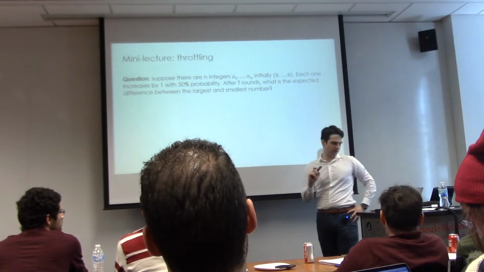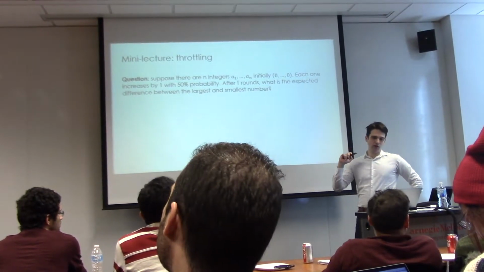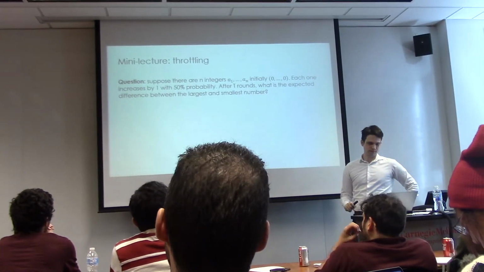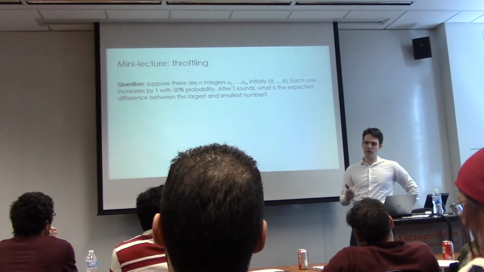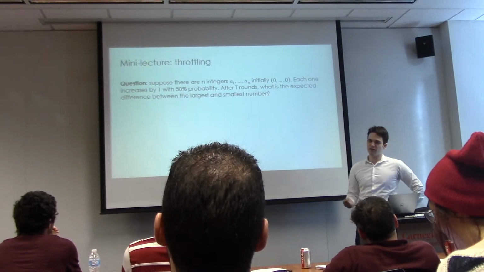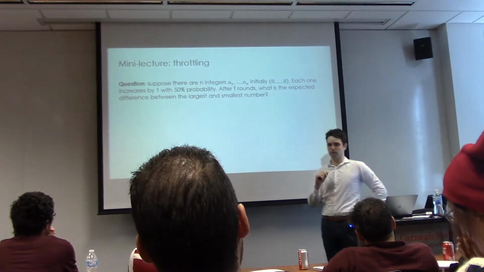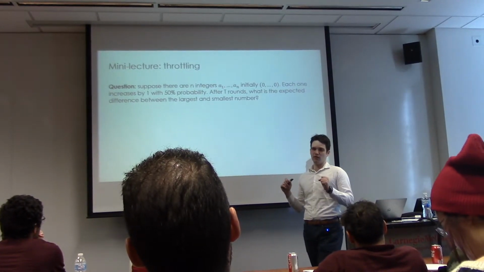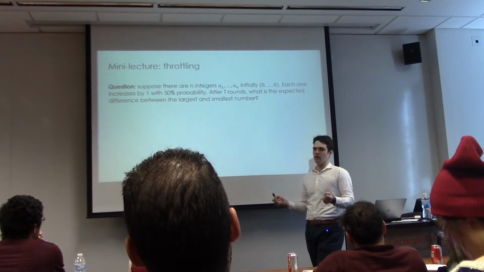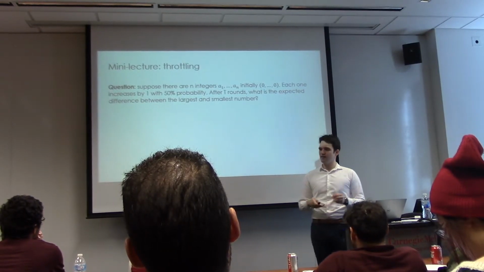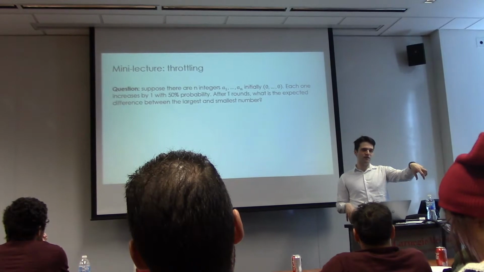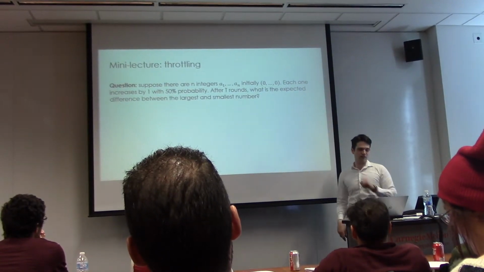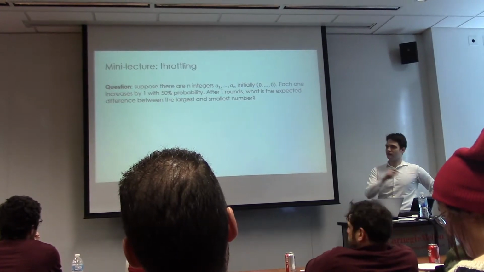So, let me ask you a question before we proceed on. You have n numbers. Each one of them is originally 0. In every round, with 50% probability, you increase them by 1. What is the expected discrepancy of the entire set of numbers after t rounds? Discrepancy is the difference between the maximum in the sequence and the minimum in the sequence. What is the expected difference after big t rounds?